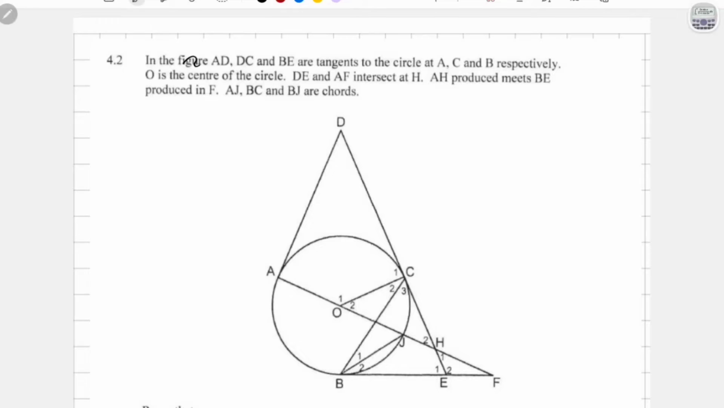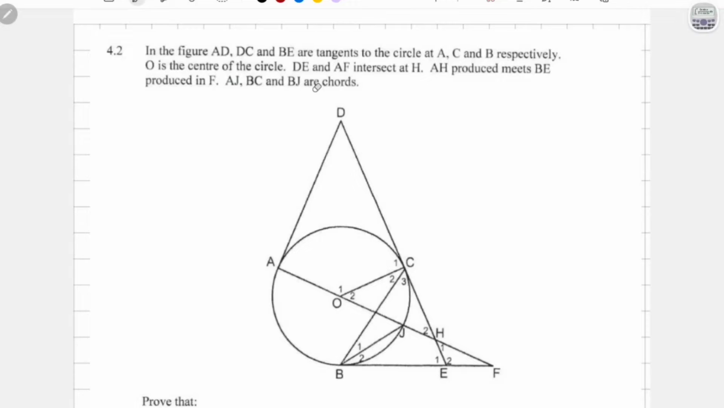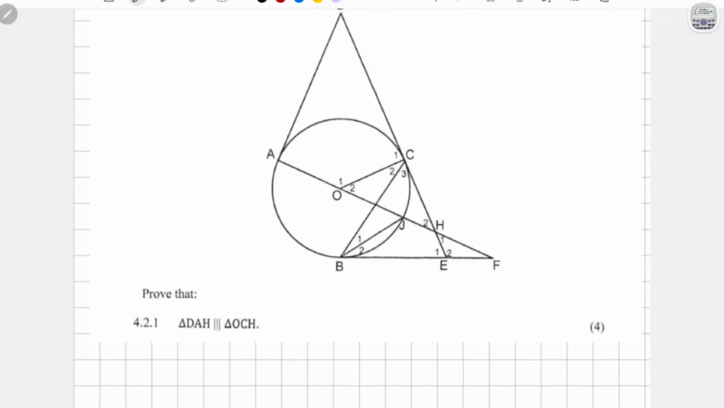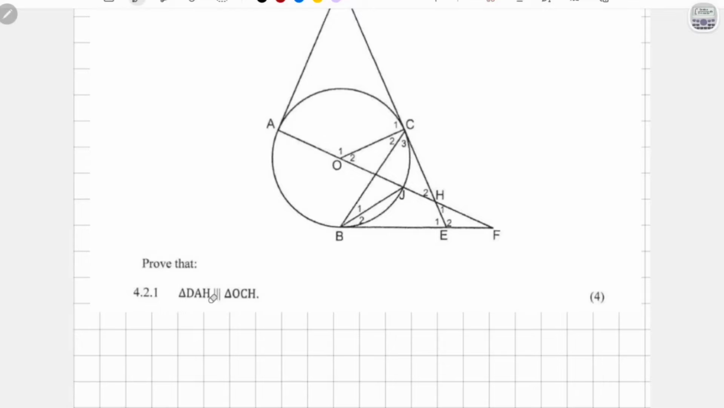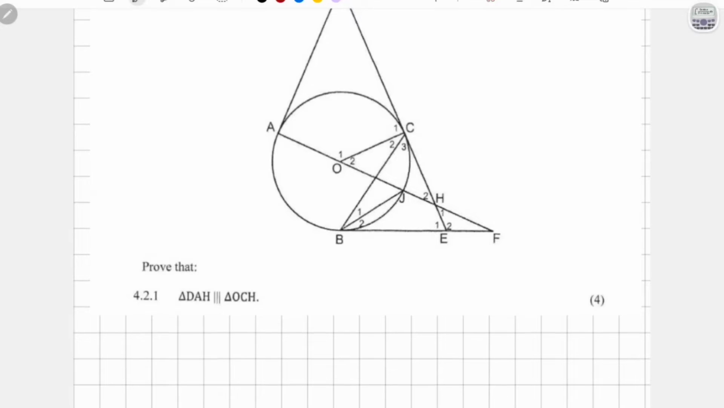Okay, so question 4.2 says, in the figure, we have AD, DC, and BE are tangents to the circle at A, C, and B respectively. So you see, look at the tangents that we have, and BE, of course. Then they tell us that O is the center of the circle, DE and AF intersect at H. Then we have AH produced meets BE produced in F. And then, of course, AJ, BC, and BJ are chords, so those are just chords. The first question is we need to prove that triangle DAH is similar to triangle OCH.